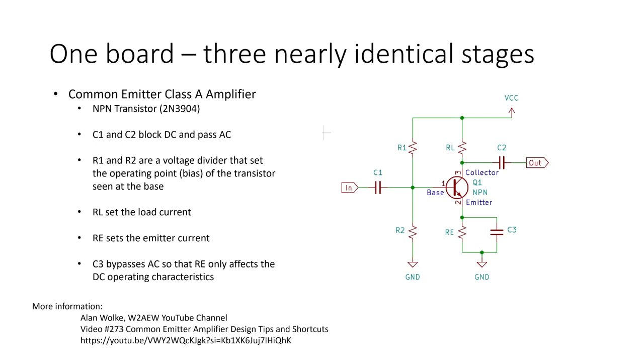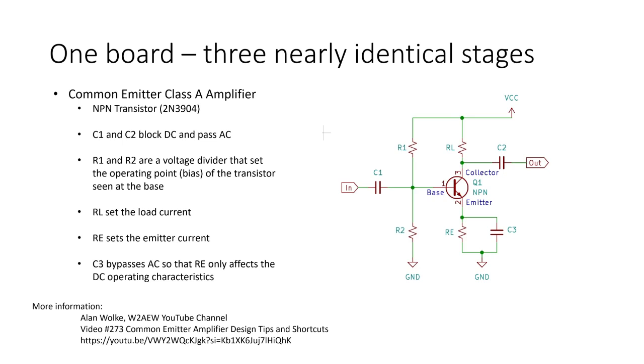C3 is known as a bypass capacitor, and what that does is it bypasses AC so that the emitter resistor RE only affects the DC operating characteristics. And the values of those components are what makes the amplifier operate at the level that it does in the frequency range that it does.